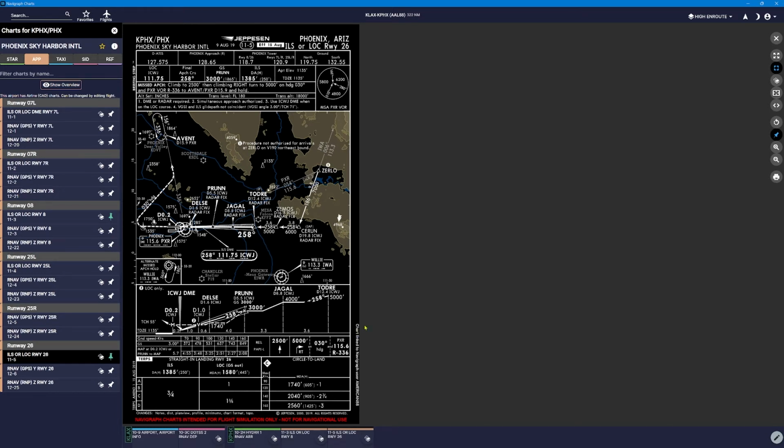So you have to really, on the visual approach, pay attention to your altitude, because you don't want to get too close to the runway and be too high to where you're doing nosedives. Yeah, you don't want to do that.